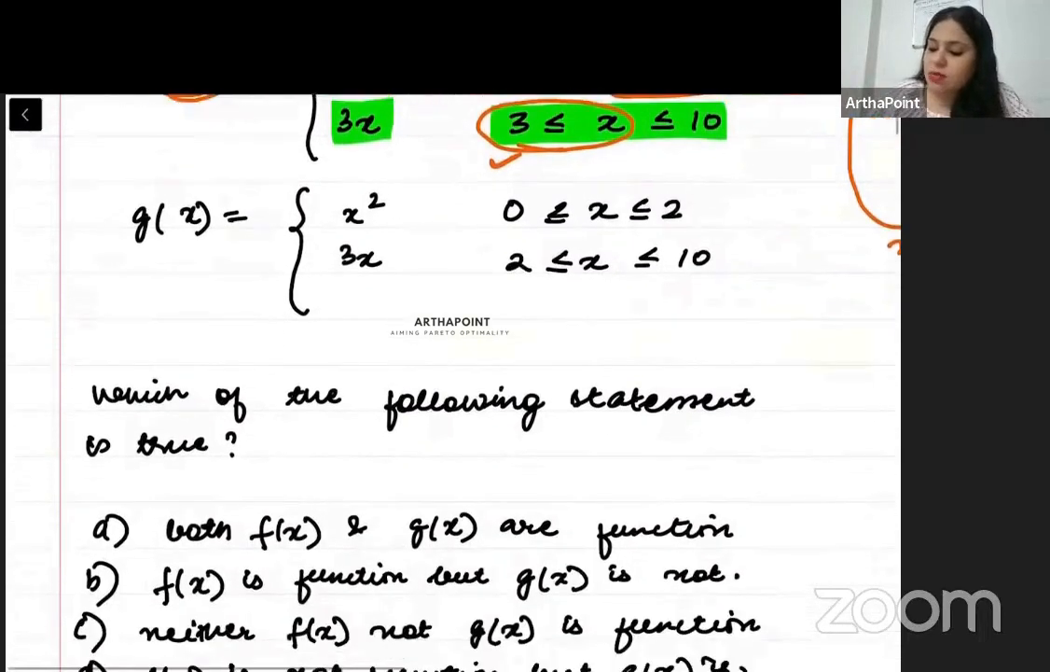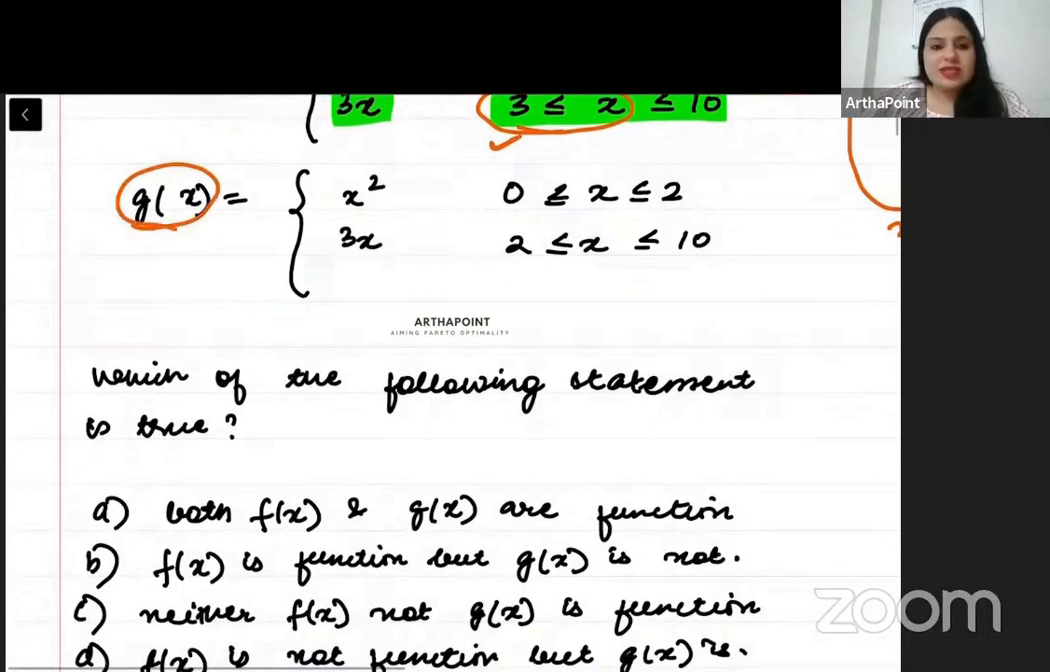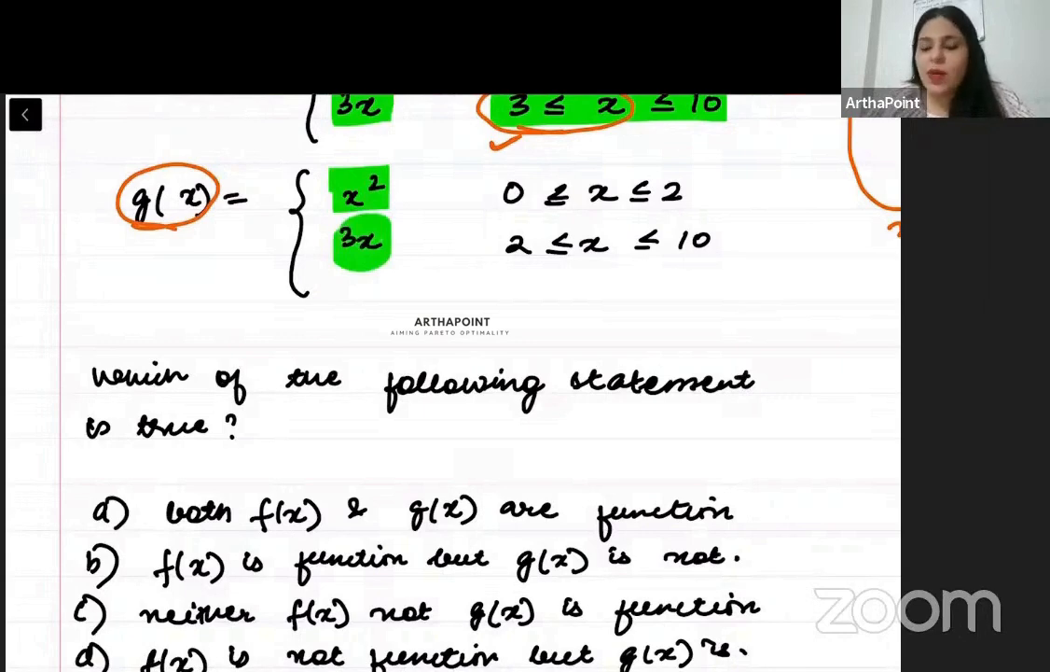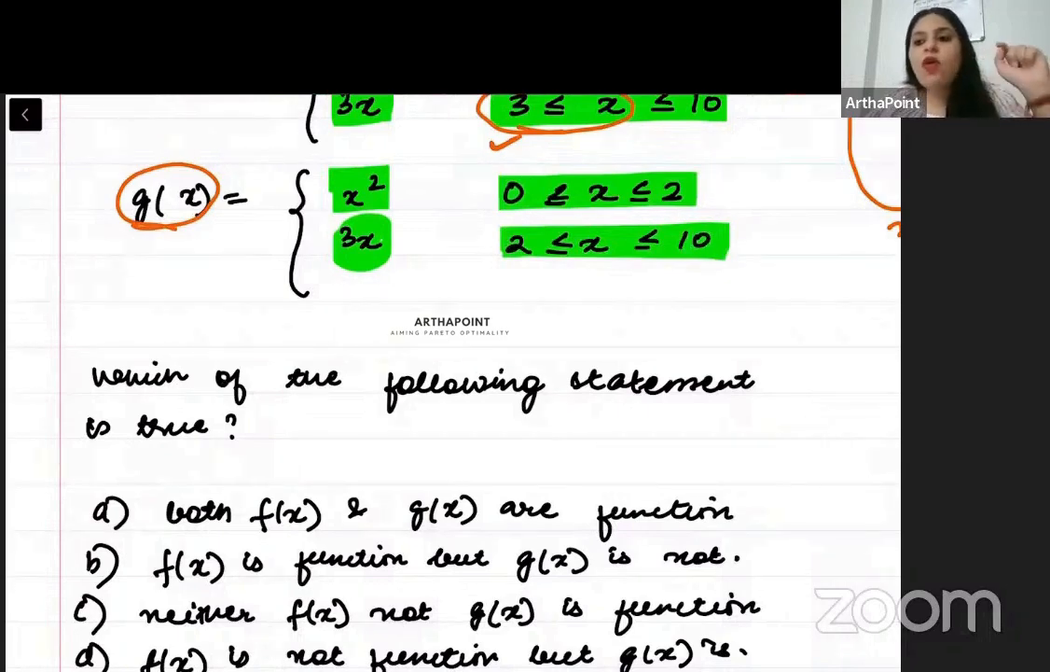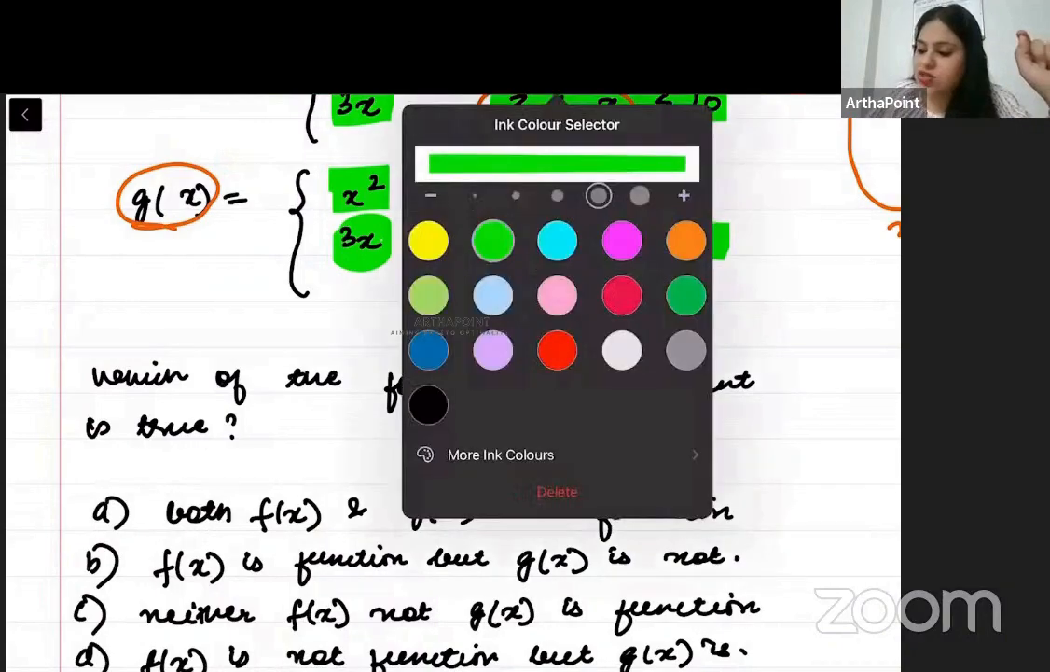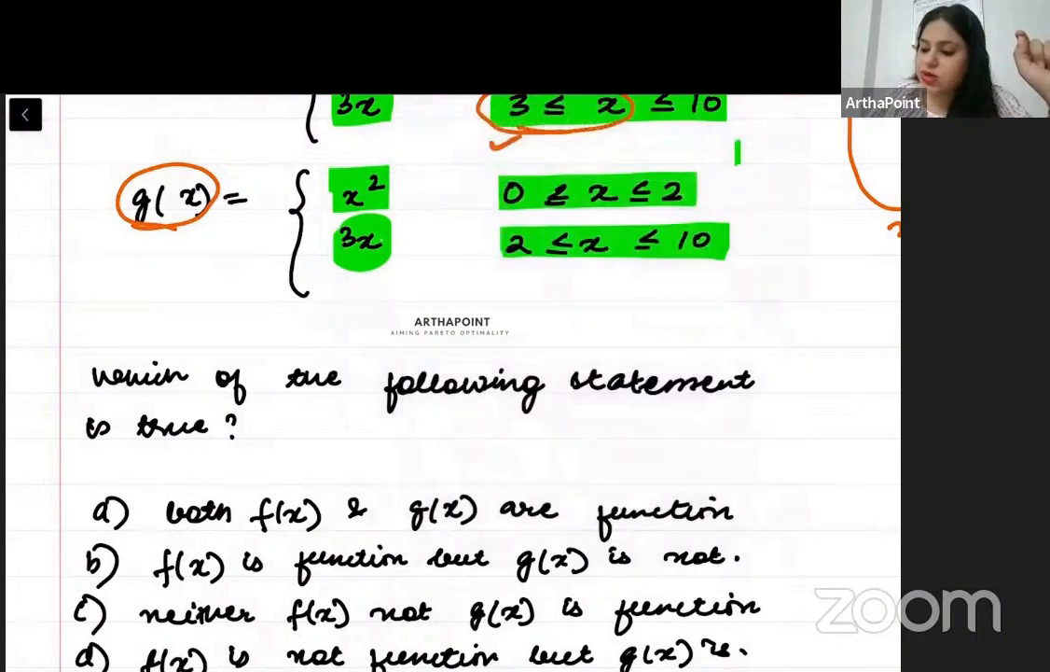Now, let's talk about g(x). See that this function also takes the value x square and 3x. X square when my x is between 0 to 2 and 3x when my x is between 2 to 10. Right? So again, I have this x where the value of the function is changing, that x equal to 2 is included on both the parts of the function. Here also it is included and here also it is included.